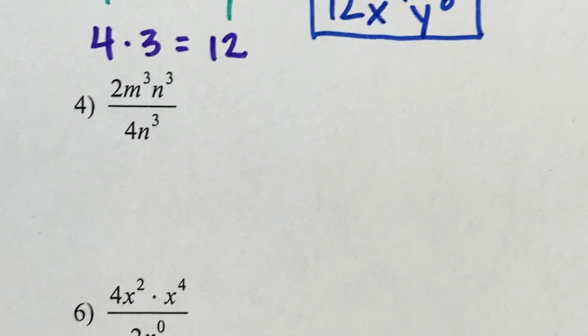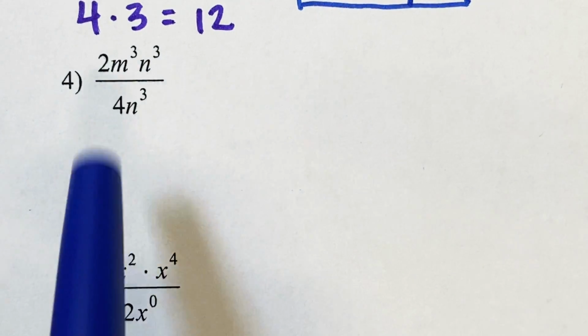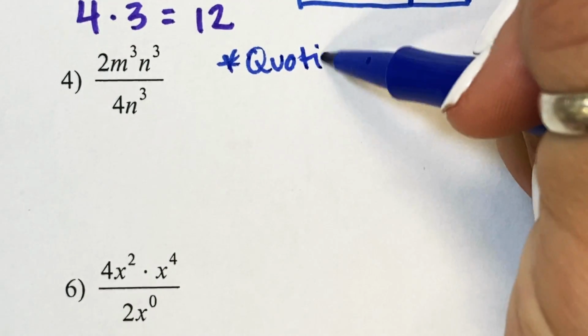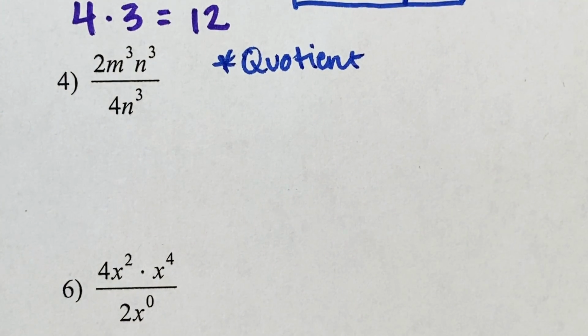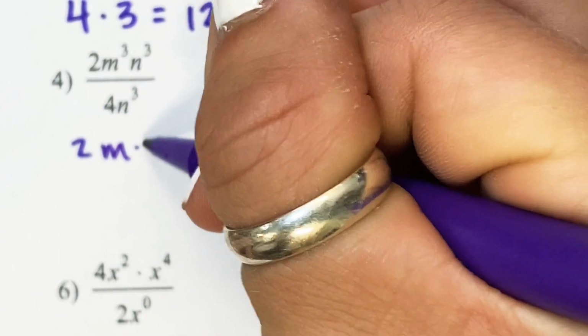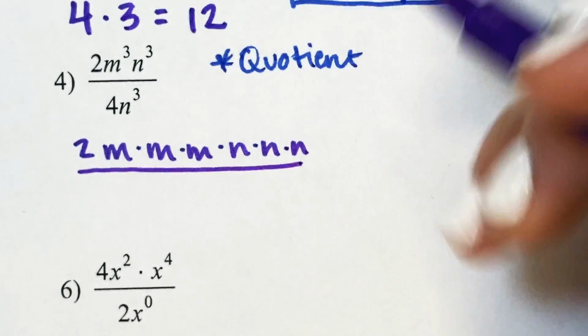Okay, let's go to number 4. So for number 4, the exponent rule that I see, I noticed that there's a fraction bar, right? That means it's being divided, so I know that I'm going to have to use the quotient rule. Okay, so let's actually rewrite this, okay? So I have my 2 on top. Okay, I have 3 m's, 1 m, and then 3 n's. Okay, and it's over 4, and then 3 n's.